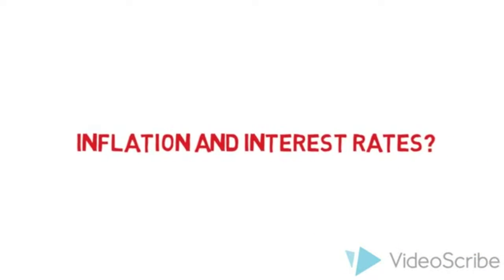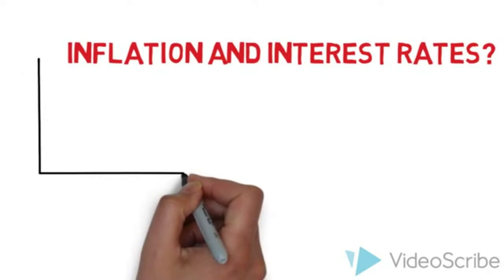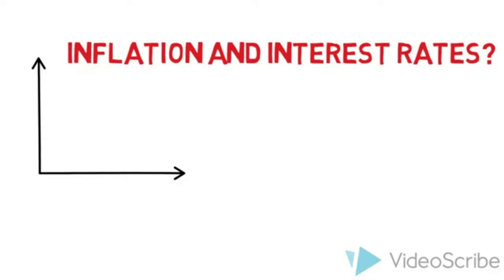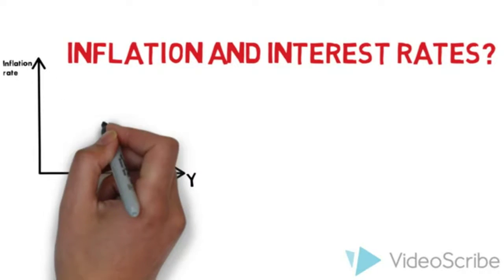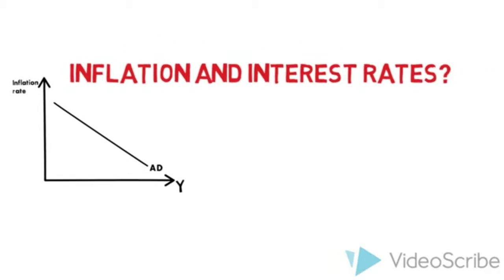Inflation and interest rates. Let's have a look at the AD-AS model that points out the relation between inflation and real product. Interest rates influence planned aggregate demand, therefore the central bank can in the short run, thanks to the changes of interest rates, influence real product or inflation.